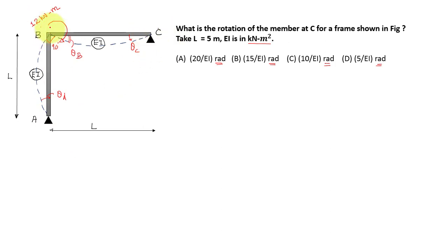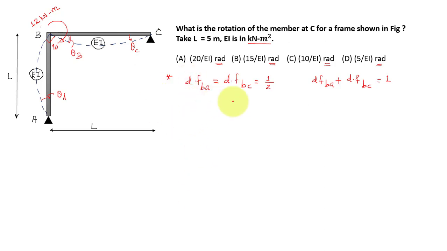If the distribution factors for BA and BC are the same, then the distribution factor for BA and BC will be equal to 1 by 2. Because at the joint B I have two members, and the sum of the distribution factors of all the members meeting at any joint should be 1. Both these members have the same stiffness, so the distribution factor for BA and BC will be equal to 1 by 2. That is how we can calculate the distribution factors without doing any calculation.